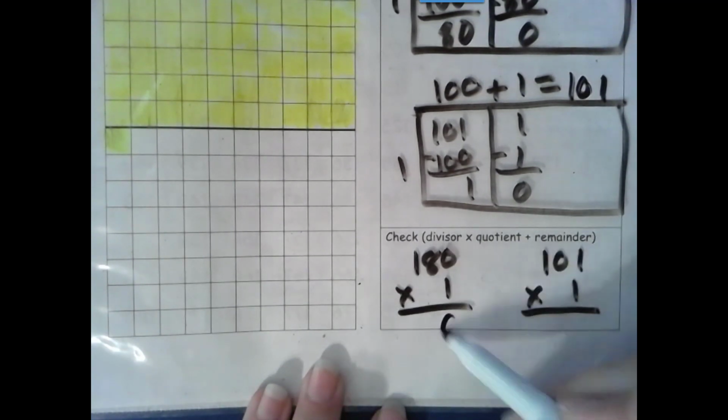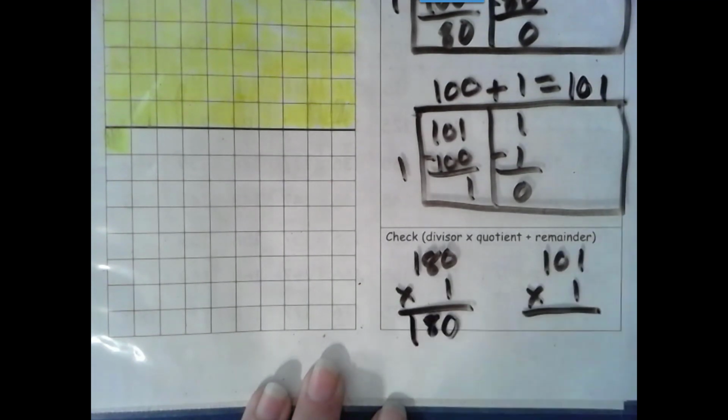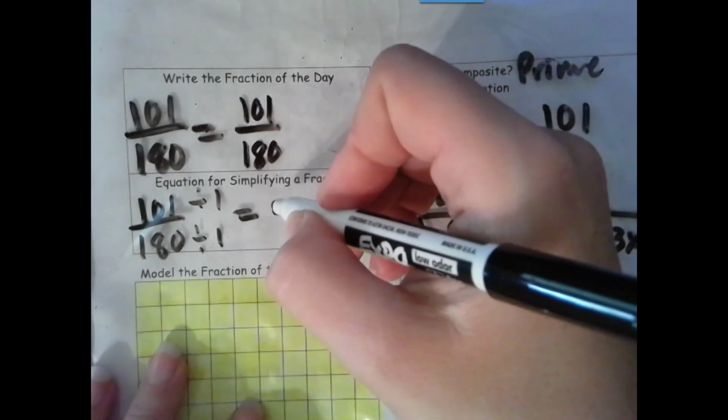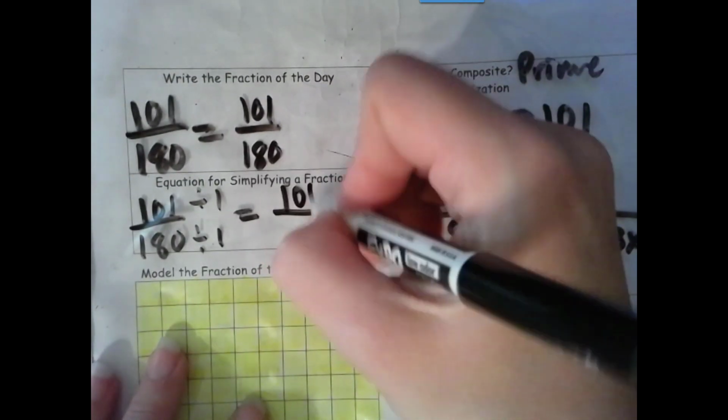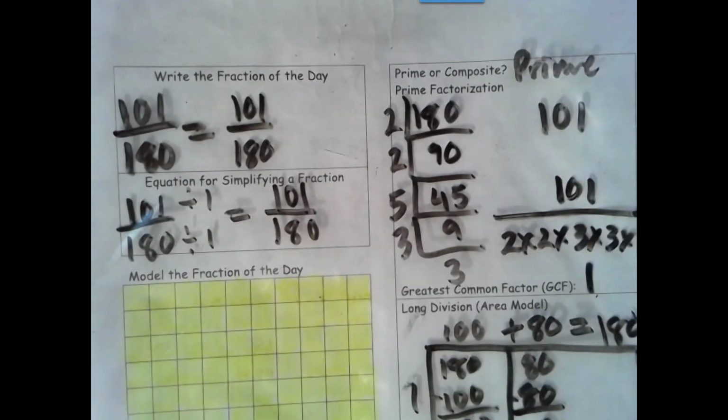One group of 0 is 0, one group of 8 tenths is 8 tenths, one group of 100 is 100. One group of 1 is 1, one group of 0 is 0, one group of 100 is 100. 101, that matches our dividend, check. 180, that matches our dividend, check. So our numerator is definitely 101. And our denominator is definitely 180.